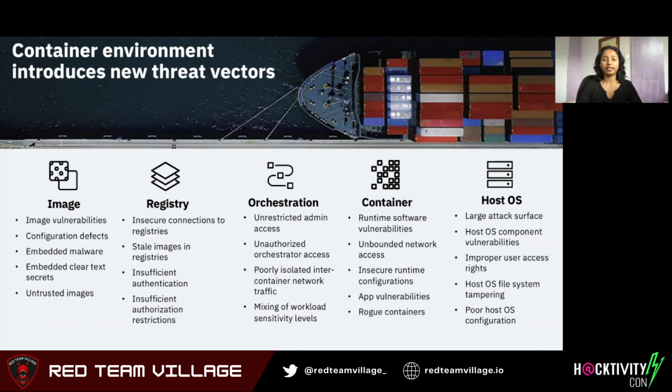And then you get into the orchestration platform. That's where you want to check if there is any unrestricted admin access, unauthorized orchestrator access, or any poorly isolated inter-container network traffic, and finally, the mixing of workload sensitivity levels. And now the container itself could have runtime software vulnerabilities, unbounded network access, insecure runtime configurations, app vulnerabilities, or rogue containers.